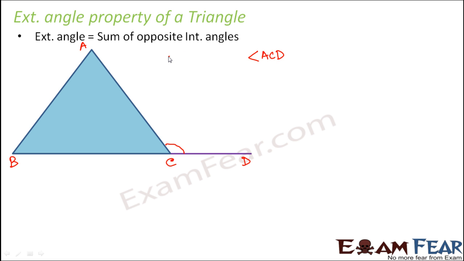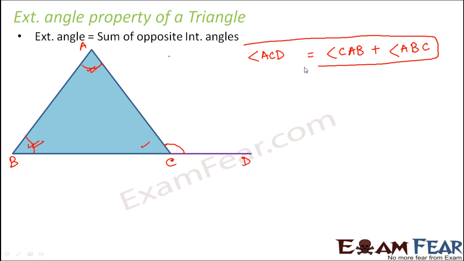Now this property says that exterior angle is equal to sum of opposite interior angles. So, which would be the opposite interior angles for this exterior angle? We have three interior angles, 1, 2 and 3. Out of these, which two would be the opposite interior angles? This is not opposite because this interior angle is adjacent to the exterior angle. They are located side by side. So, when you talk about opposite interior angles, it would be these two angles. So, angle ACD will be equal to angle CAB plus angle ABC. So this is what the property is.